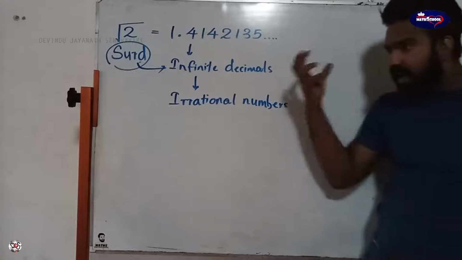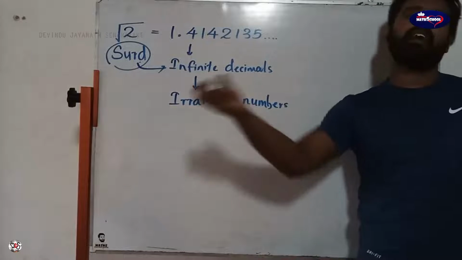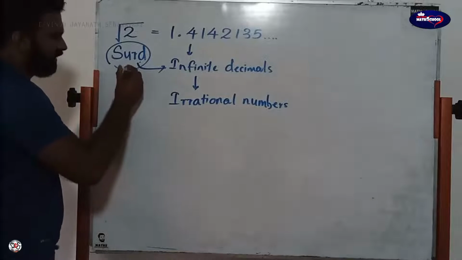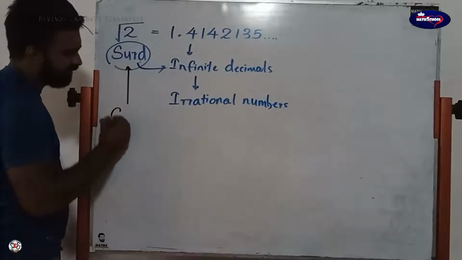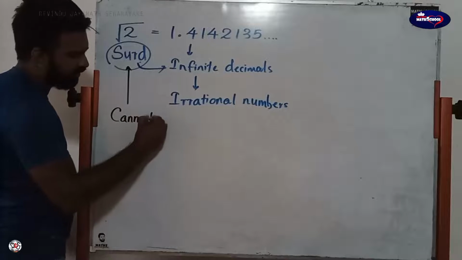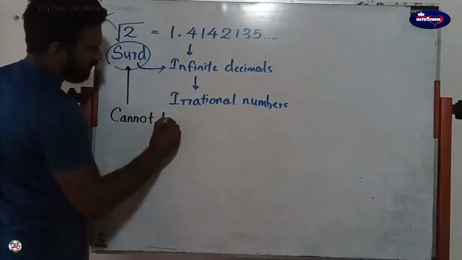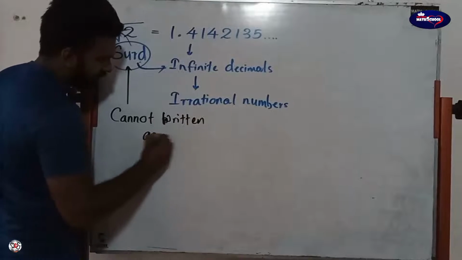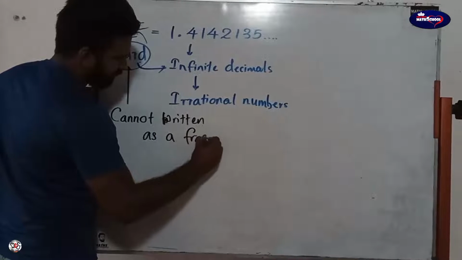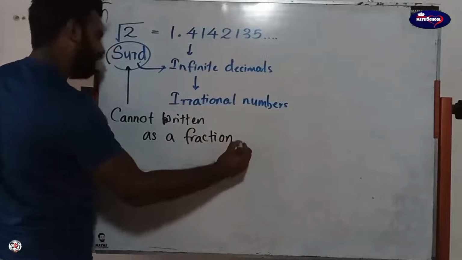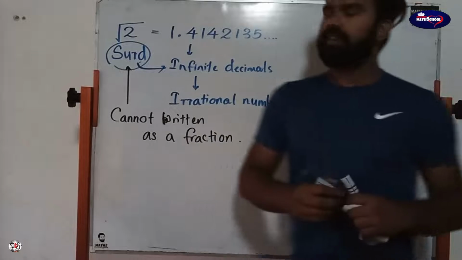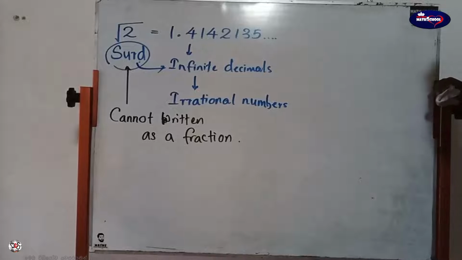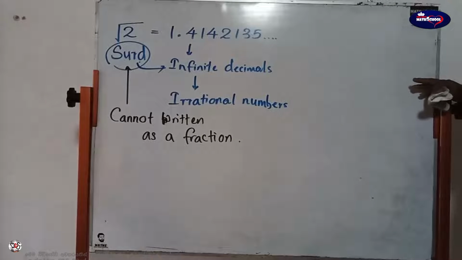So that means we can't give the actual value. That means all these surds, right? Surds means we cannot write them as a fraction, right? So if we take any surd, we can't write it as a fraction.